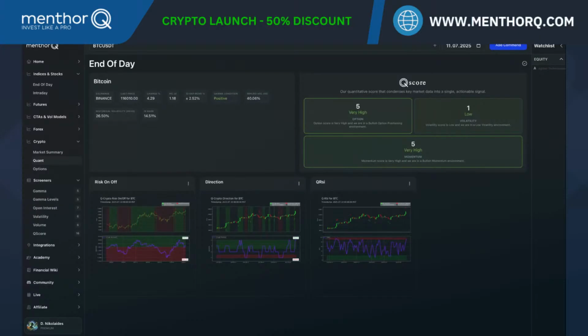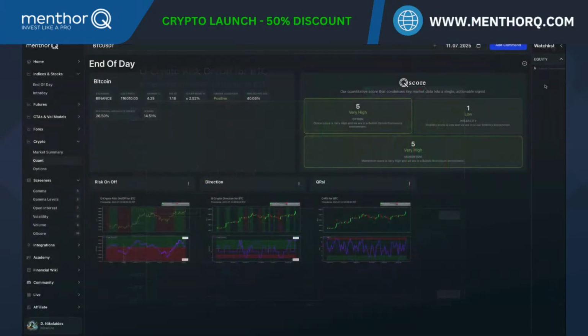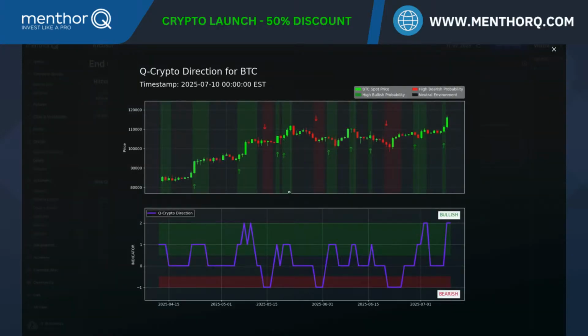So right now, if you want to get your hands on crypto in a cheap way and make money, it's the most classical thing you can do. You can look at these levels and take a look here. So what do we see here? We see a risk off, risk on environment. So the spot price is basically at its highest right now, and we see a risk on environment, which factors in the direction. We see a bullish direction.